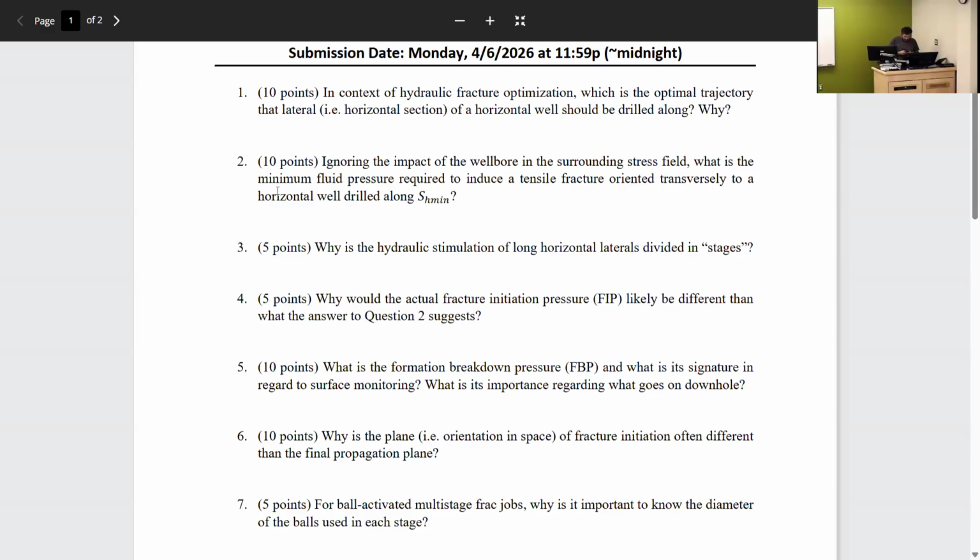Let me just see this homework 3. And okay, let's see. No, that's the old one.